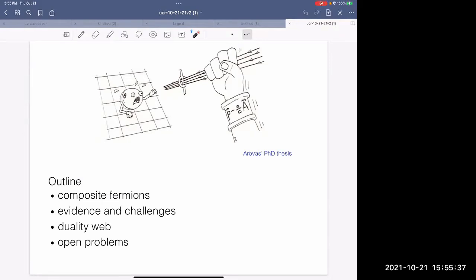Once I'm done with that, I'll tell you how you can use this theory for the half-filled Landau level in a sense as a seed or generator for understanding the other states in this quantum Hall phase diagram. Then I'll conclude with a selection of some open problems.